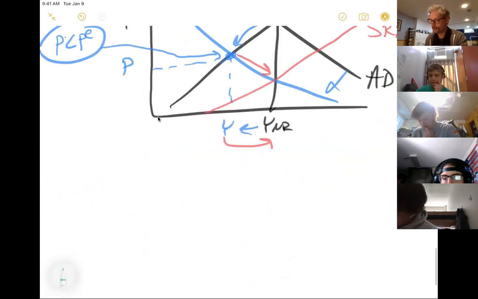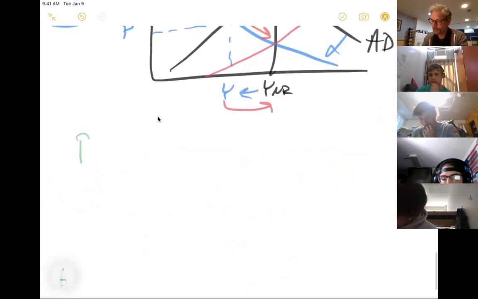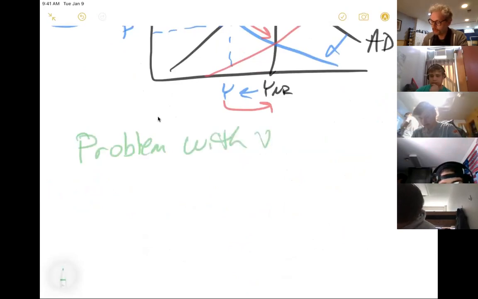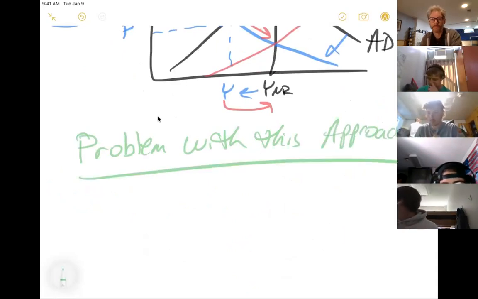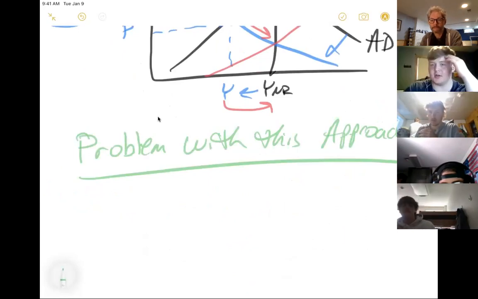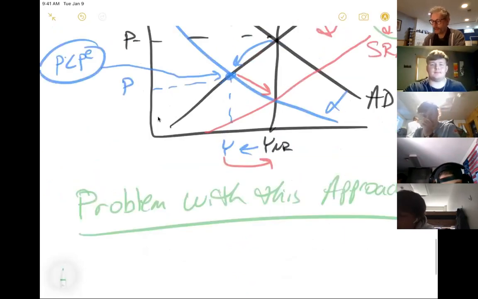Now, can you think of any problem or criticism of this approach? Talked about getting stuck a little bit, maybe. Yeah, getting stuck.